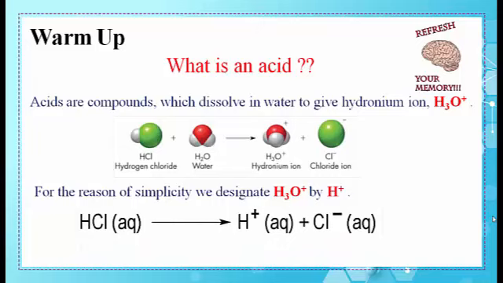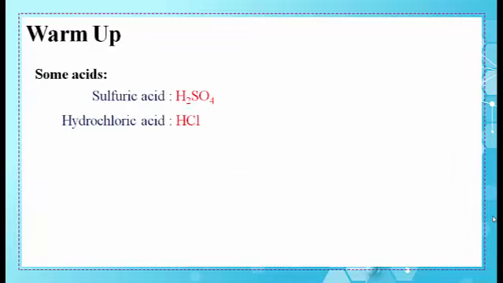For example, we can write HCl dissociates in water to give H+ and Cl-. Examples of some acids are sulfuric acid H2SO4, hydrochloric acid HCl, and nitric acid HNO3.